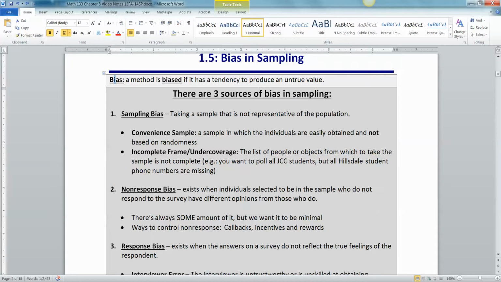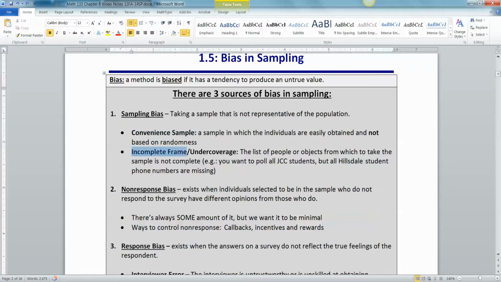So the first one we have is sampling bias. Sampling bias is when you take a sample that is not representative of the population. There are a couple main ways we can talk about this. We can talk about convenient samples. That's when you only sample people that are convenient to you. American Idol does this, right? And Dancing with the Stars does this. Those are shows where people call in to say who they want to vote for, but that is inherently biased towards the people that care and all of that stuff.